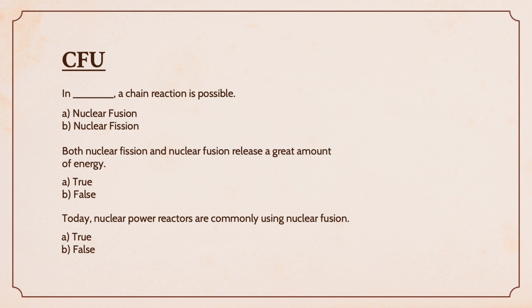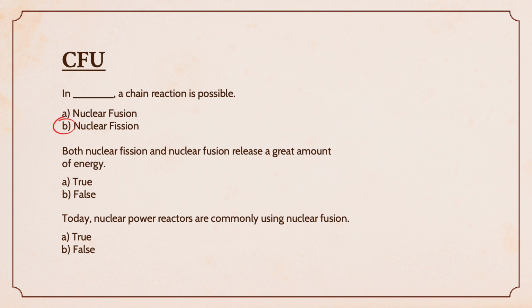The first question says, in blank, a chain reaction is possible. A chain reaction is when products promote or spread a reaction. So it would make more sense if the splitting of an atom and those products of that split would make more atoms split. So B, nuclear fission.